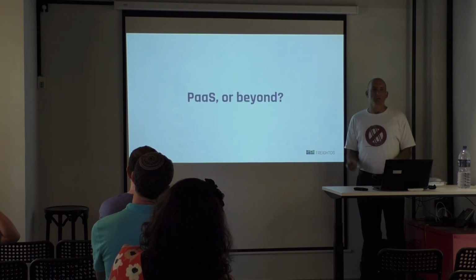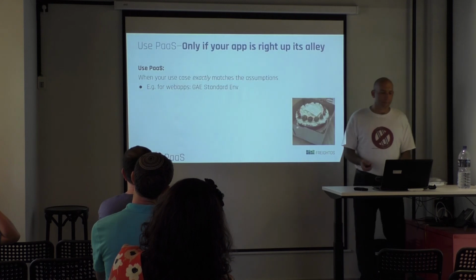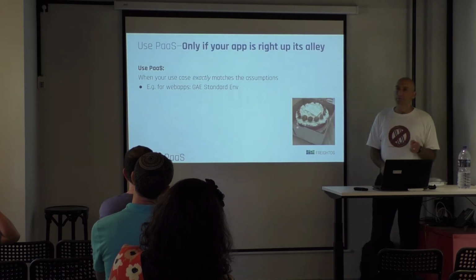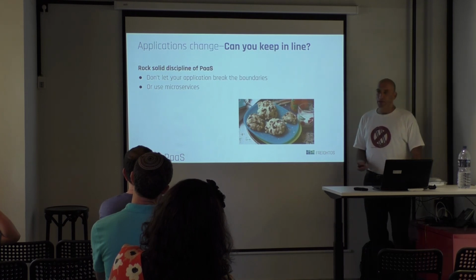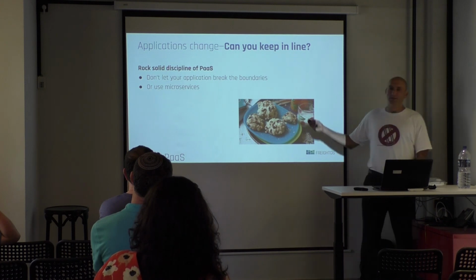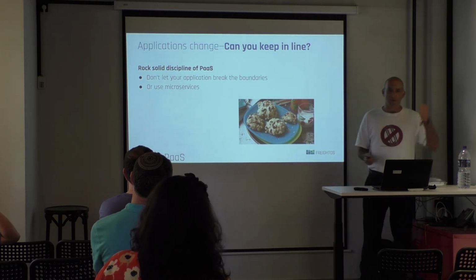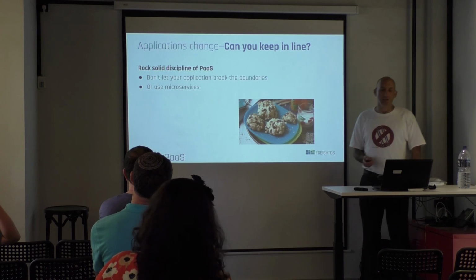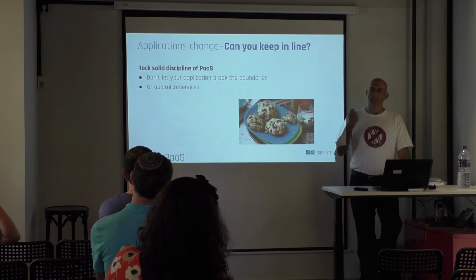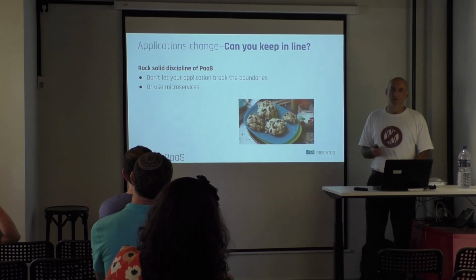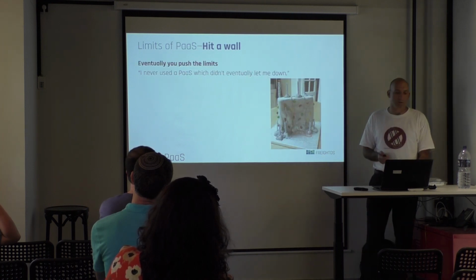Question, when should you choose PaaS, and when should you go beyond that? Choose a PaaS when your application is right up the alley for that PaaS's assumptions. For example, web apps for standard environment. But applications change all the time. That, by the way, is rock cake. You notice the cake theme? Do you have rock solid discipline to keep your application in line? Or, if your application has to go beyond the memory limits, the 60 seconds, can you offload that onto a microservice and not let your application grow out of control?